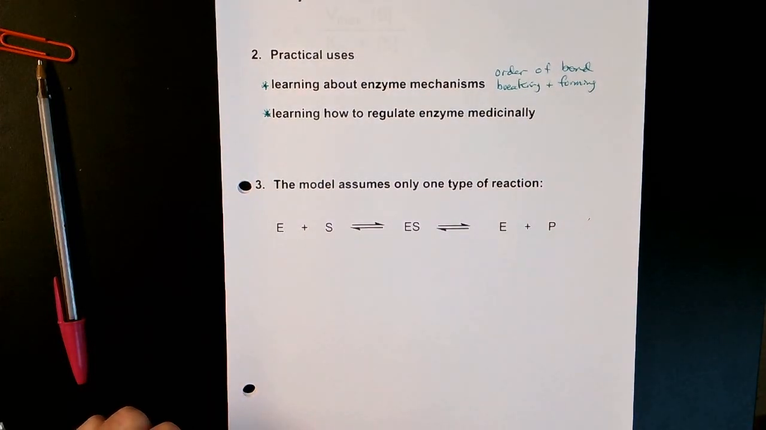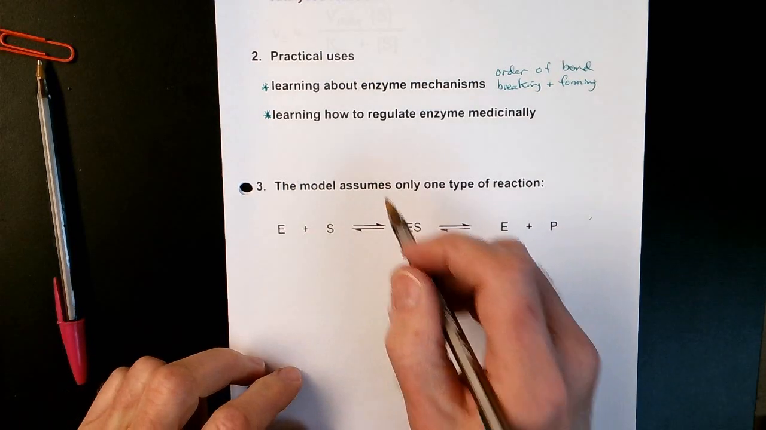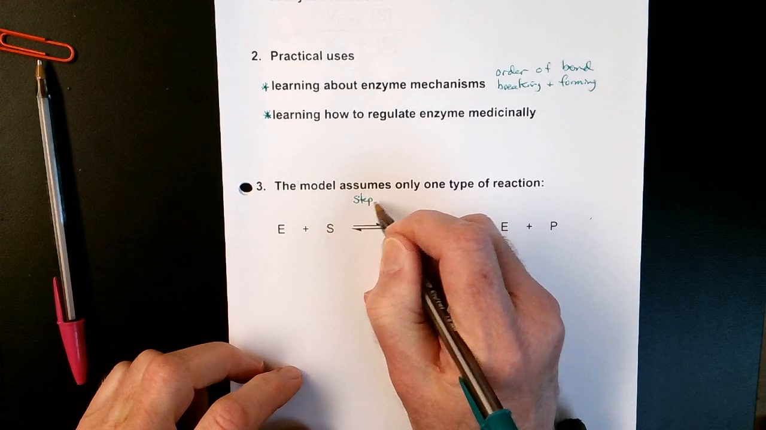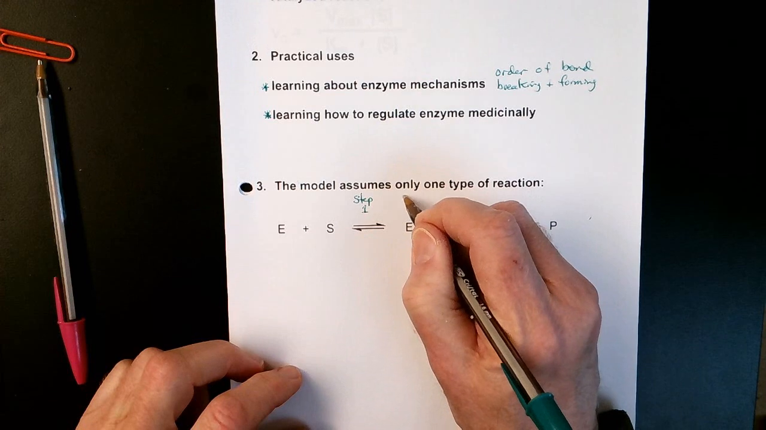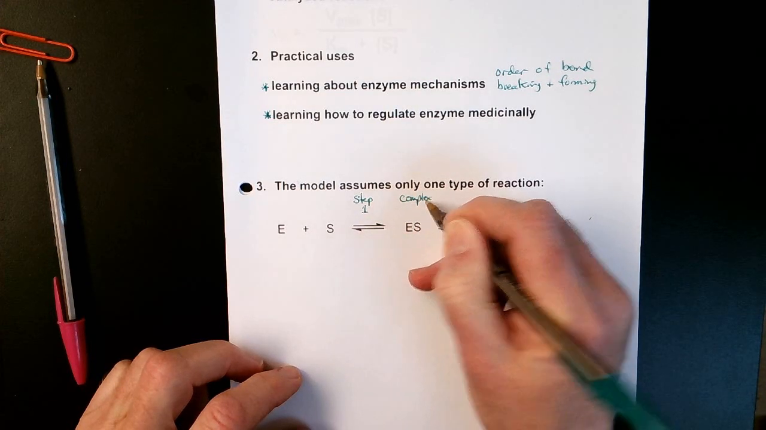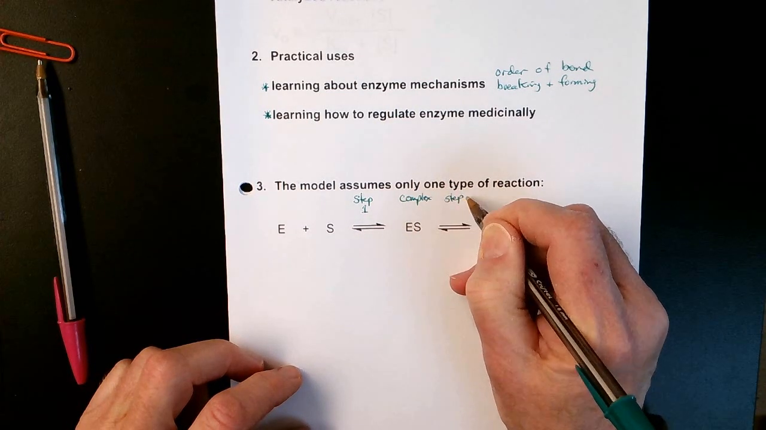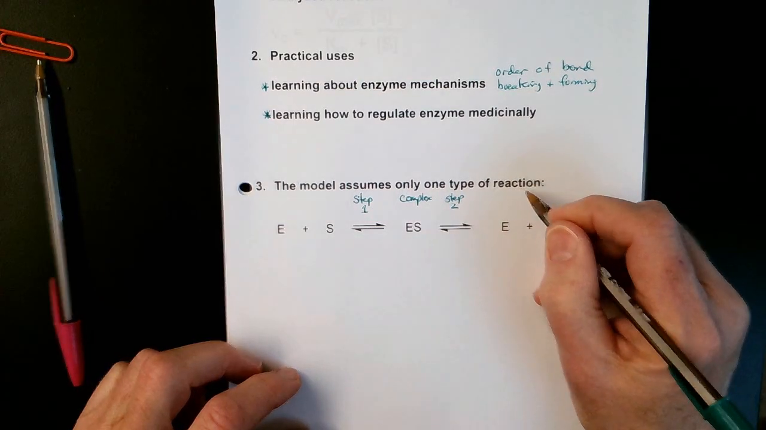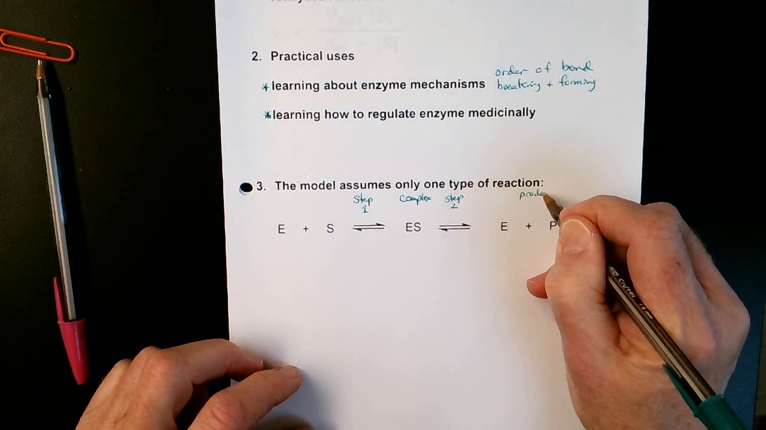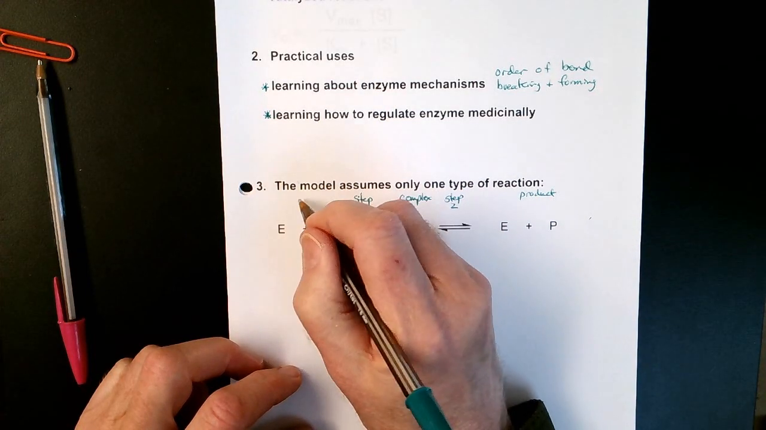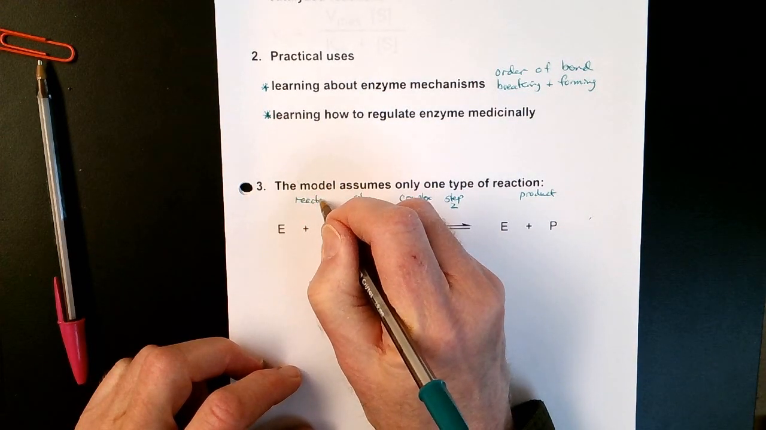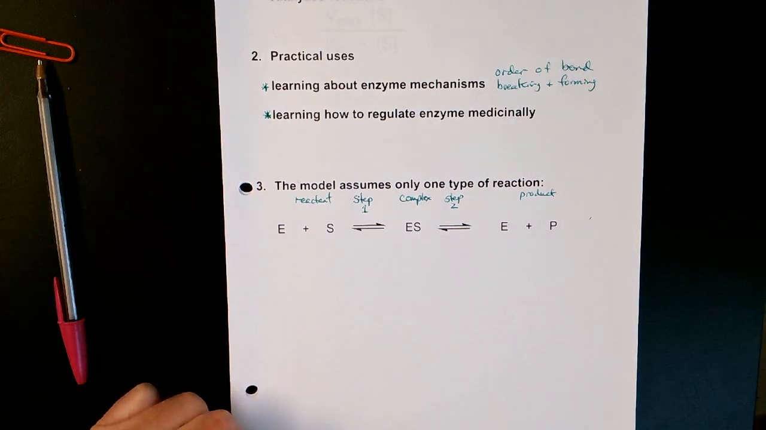So here's the model, and you have seen this before. We just went through this. This is step one. It gets you to a complex. And here's step two. It gets you from the complex to product. And here's the reactant starting out. All right, and there are other options out there, but we're going to ignore them and assume that this is the only thing we have to worry about, what you've already seen.